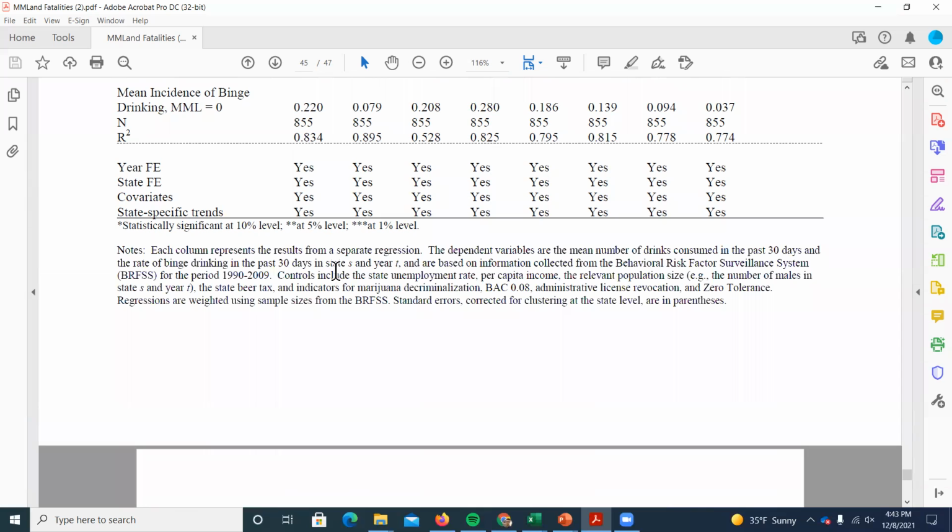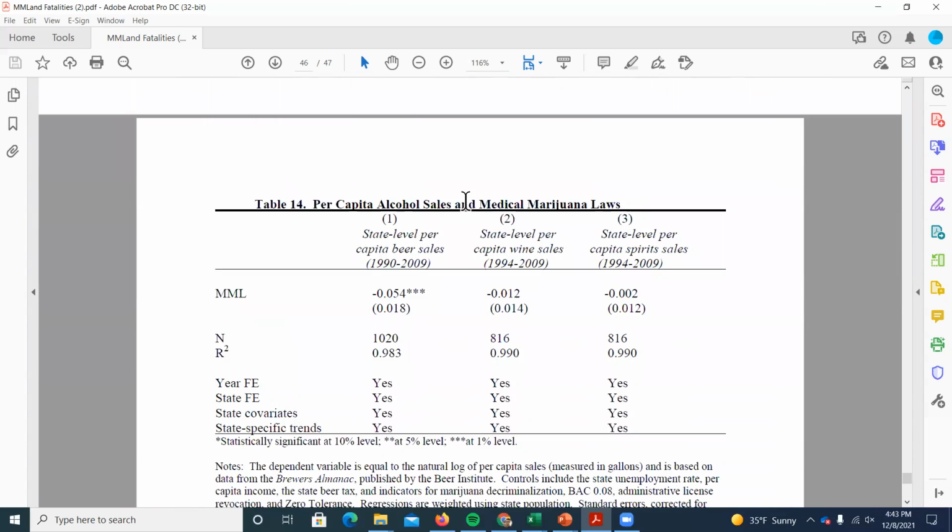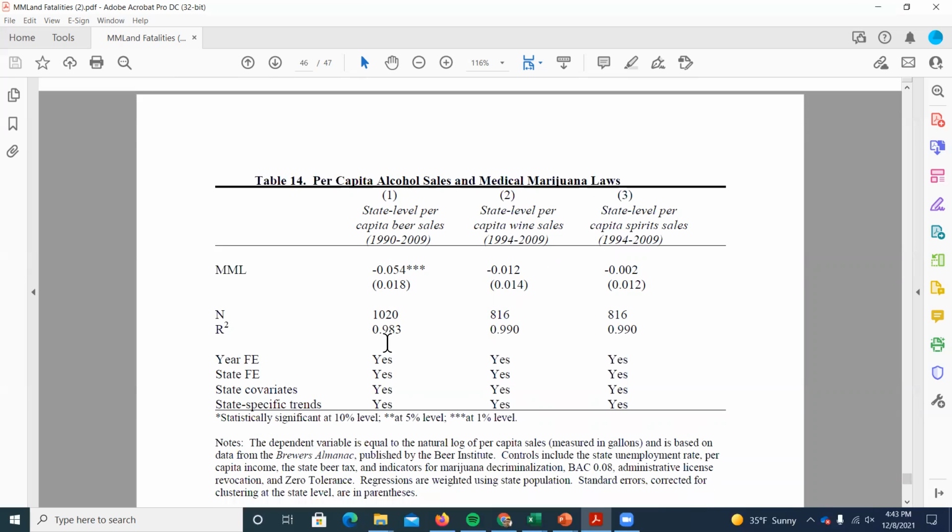What's a little more interesting, and from anecdotal experience, this doesn't shock me, is they also looked at state level beer, wine, and liquor sales. And what they found was medical marijuana being legalized had largely no statistically significant impact on liquor or wine sales, but that the reduction in alcohol consumption was really coming from the reduction in beer consumption. I forget exactly how they measured these sales. It was per capita, but I don't remember how exactly. It was like per 1,000 people or something like that.